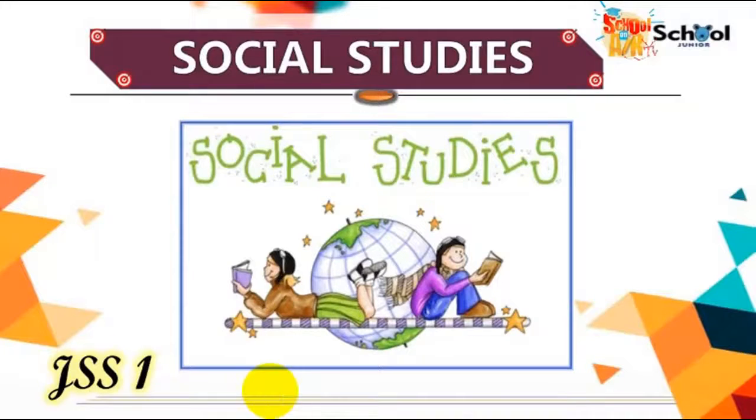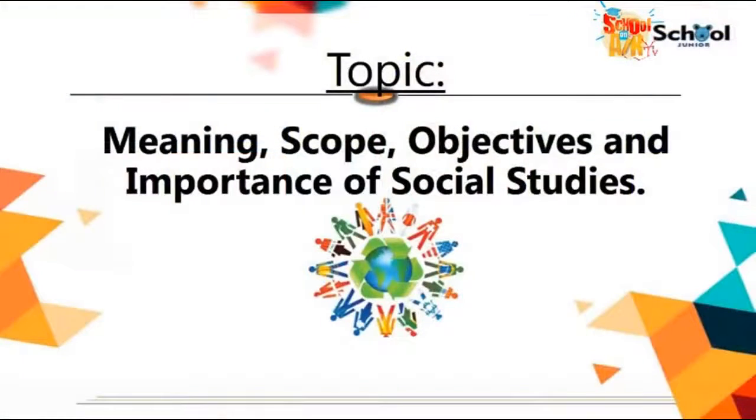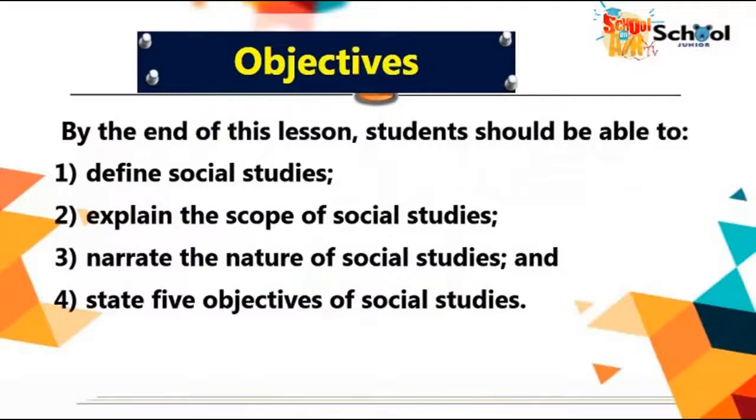This is Social Studies for JSS1, and the topic we'll be looking at today is the meaning, the scope, the objectives, or importance of social studies. Now, by the end of this class, it's expected that the students should be able to: 1. Define social studies, 2. Explain the scope of social studies, 3. Narrate the nature of social studies, and 4. State 5 objectives of social studies.